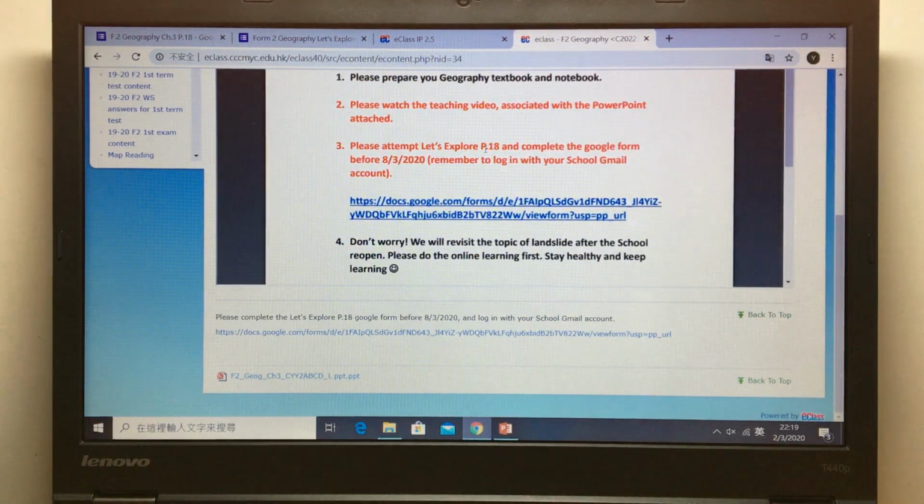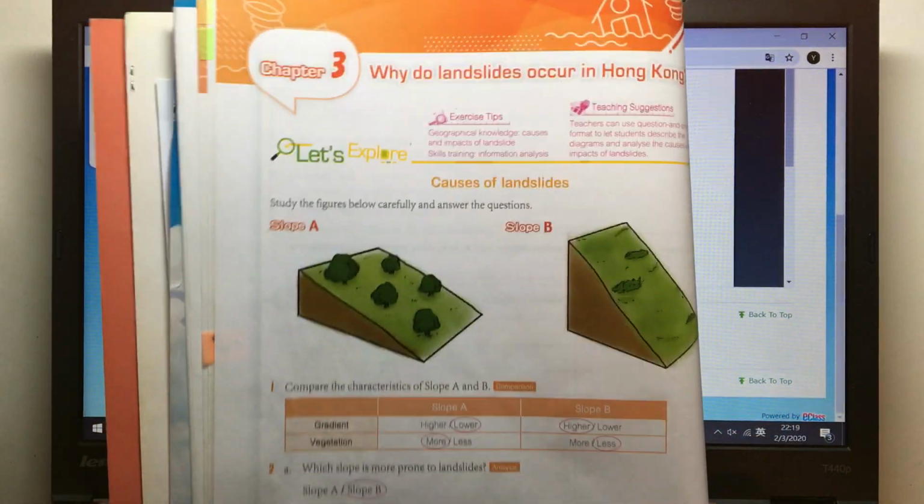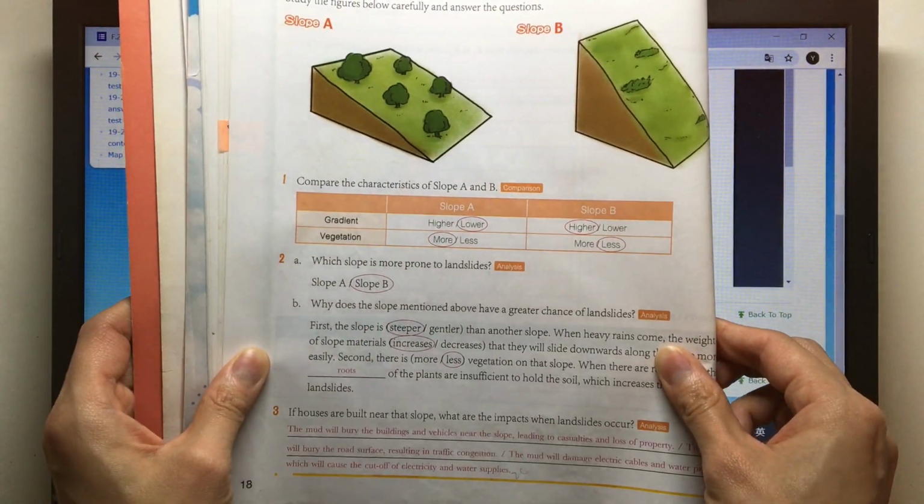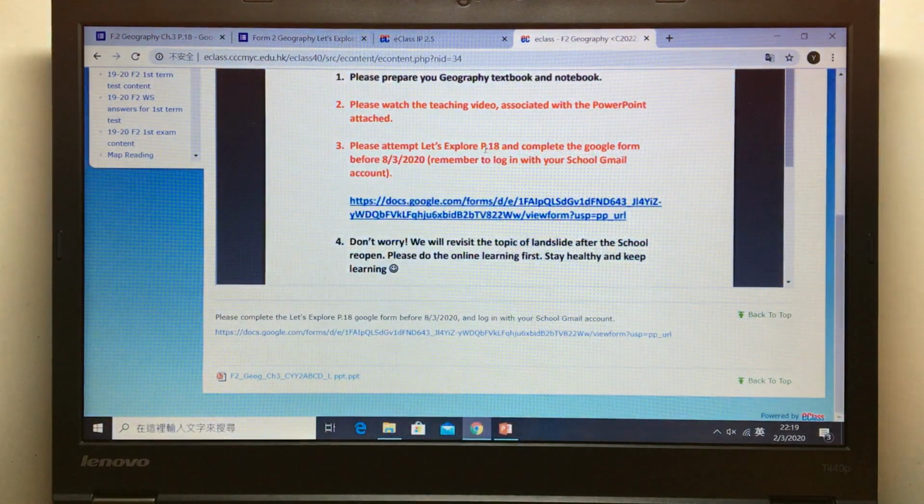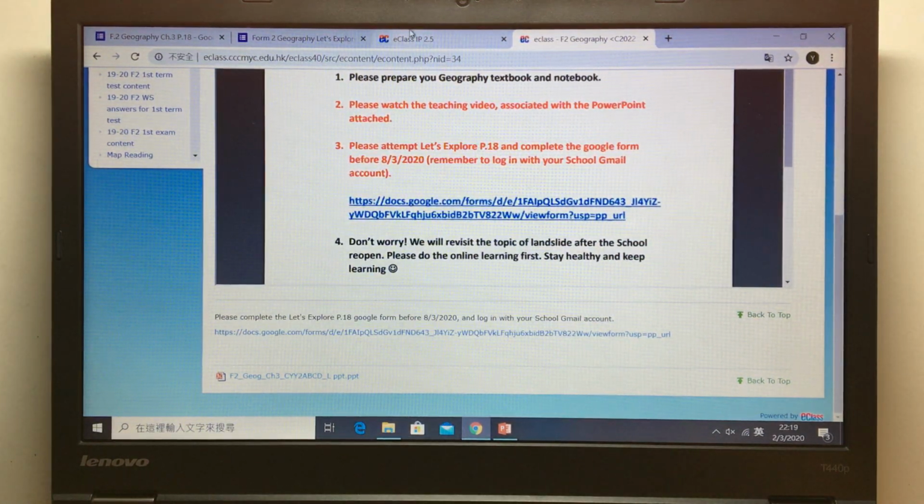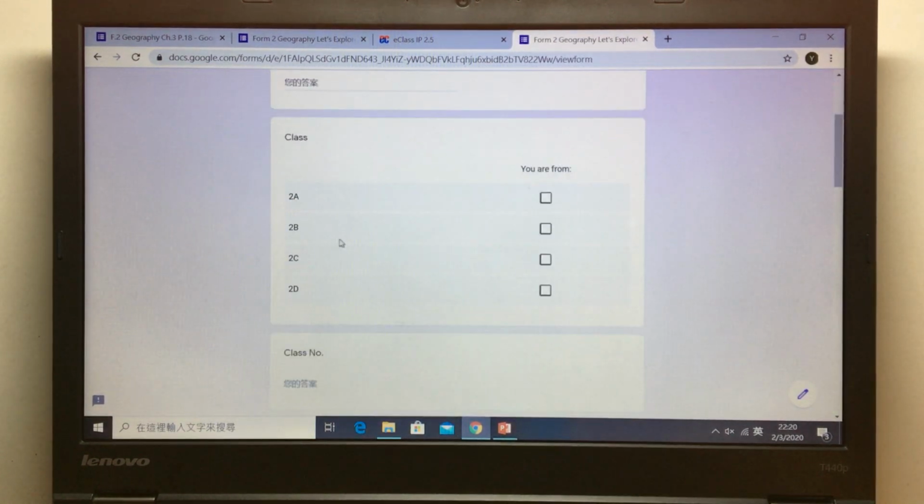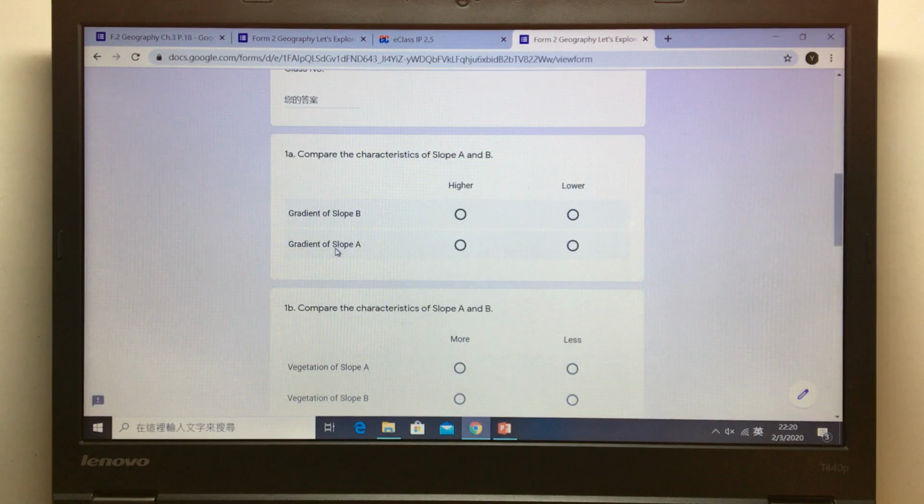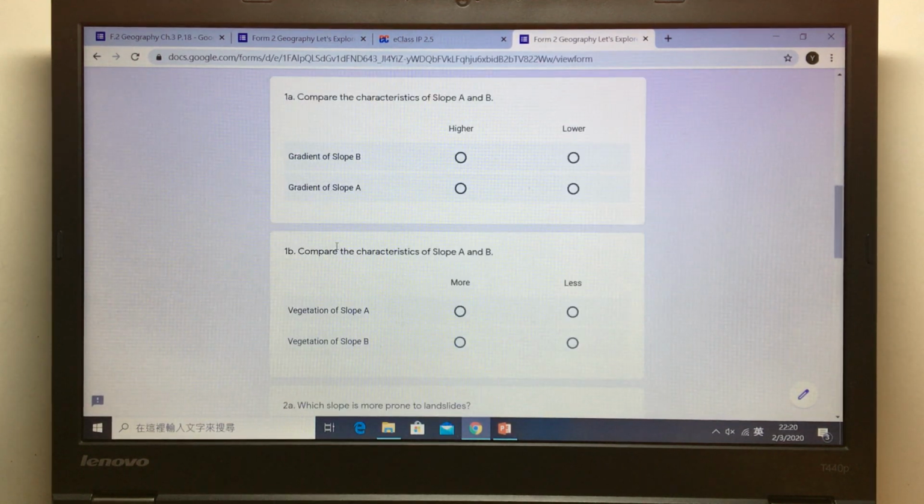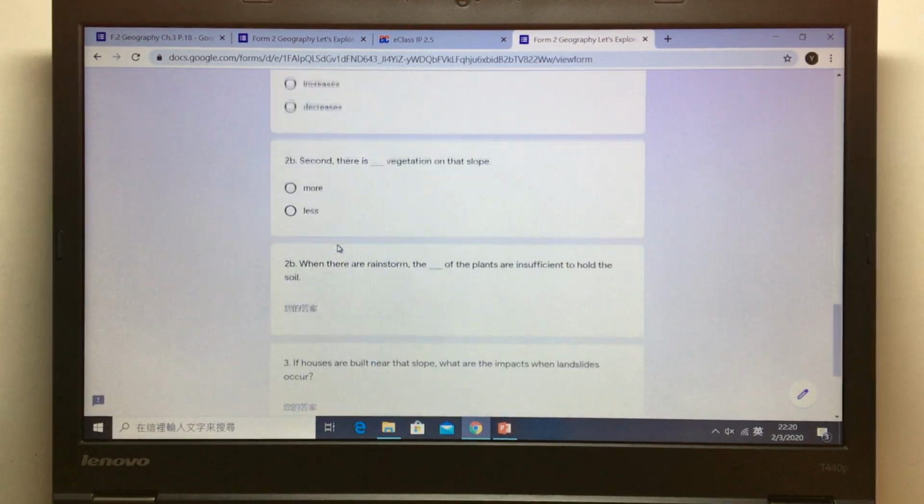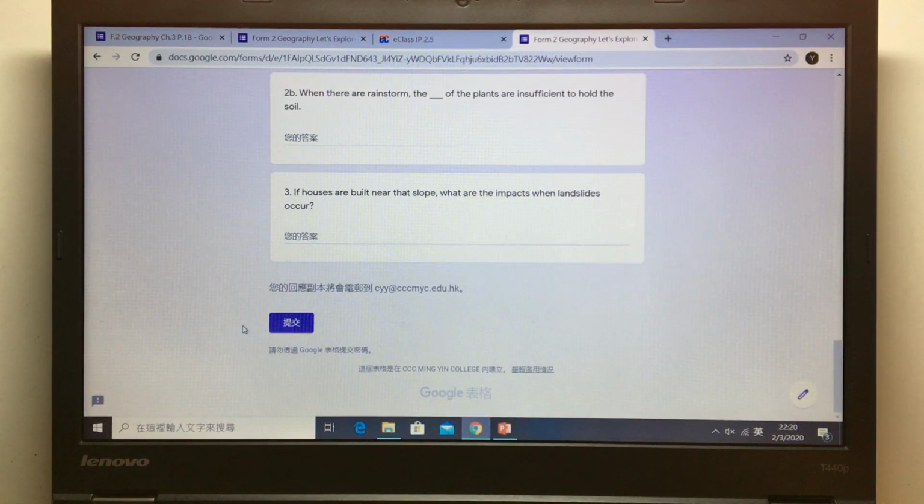Previously we would do the activity in our book like this. But I don't know whether you have done it or not, so I've prepared a Google form for you. Just click this link and you will find the Google form. Please fill in your full name, your class, your class number, and then follow the textbook to give me the answers. Afterwards, click to submit.